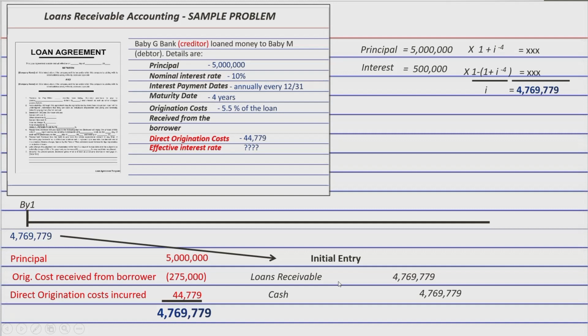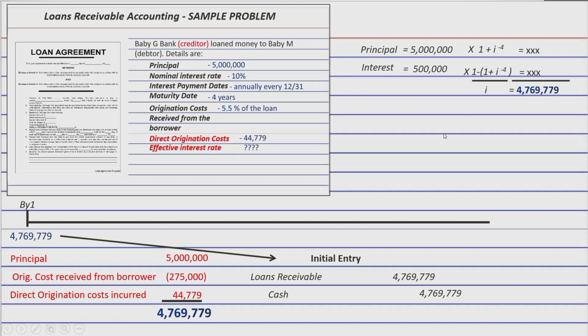So again, going back, the initial balance came from the principal amount minus the origination cost received from the borrower, plus of course the direct origination cost incurred. So that's only one way of getting the initial balance, to be honest. Because actually, guys, you can also get the initial balance by discounting this principal and the interest to be paid by the debtor in the future. So even if these two origination costs are not given, as long as the effective rate is provided, you'll be able to get the initial balance.